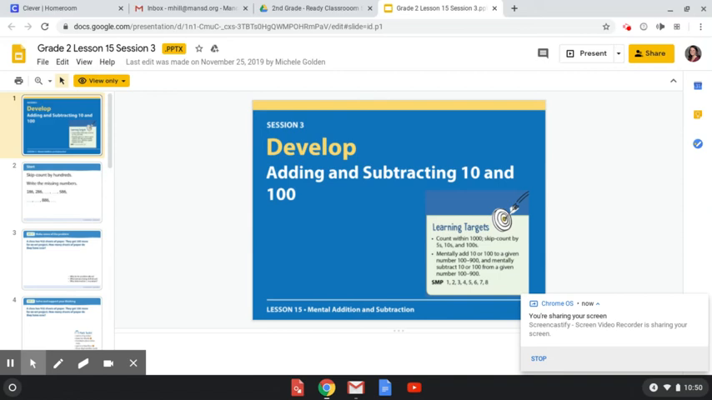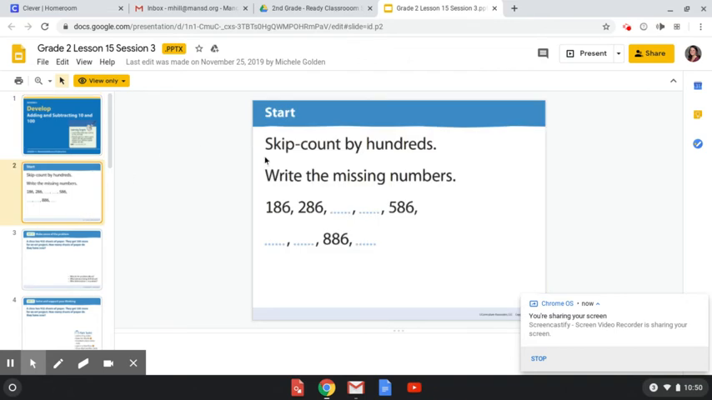Hi, so we are still working on mental addition and subtraction, but today we're specifically going to take a look at adding and subtracting 10 and 100. So the first thing that I would like you to do is to take a second and skip count by hundreds. You don't need to write in the missing numbers, but I want you to pause the video and think to yourself how you would fill in these phrases.